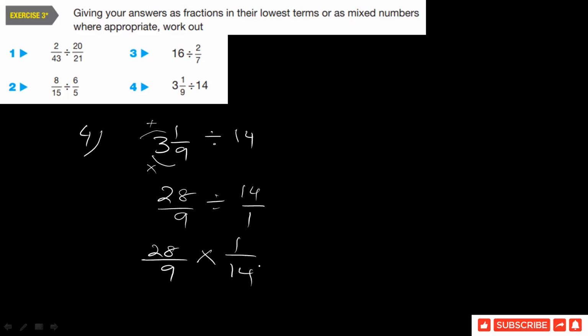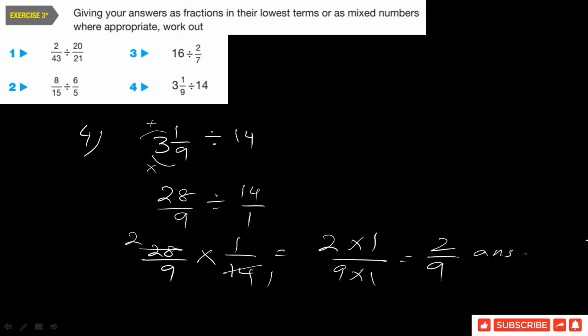So we read the times table of 14. 14 times 1 is 14. 14 times 2 is 28. So we have 2 times 1 upon 9 times 1. This becomes 2 upon 9, which is already in the lowest form. So we say this is the answer for question number 4.